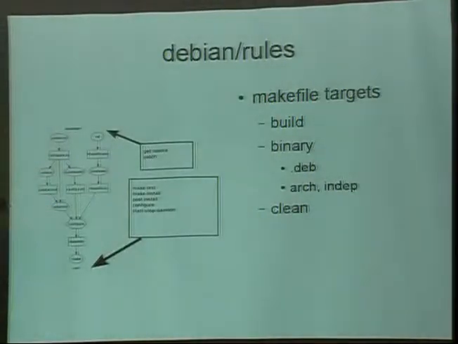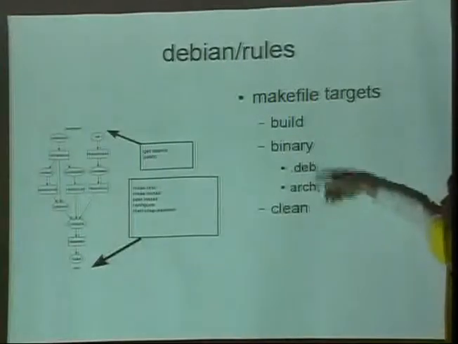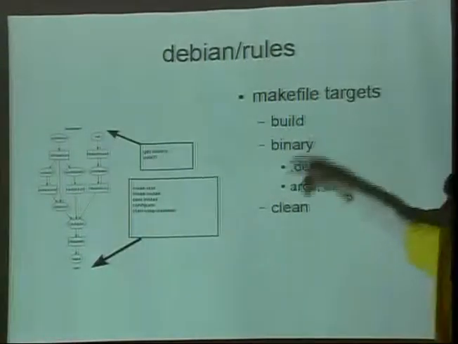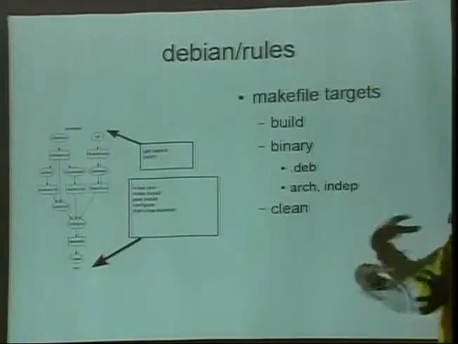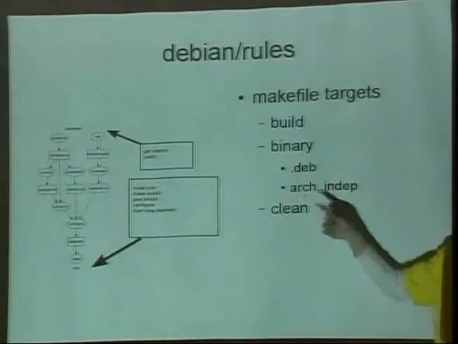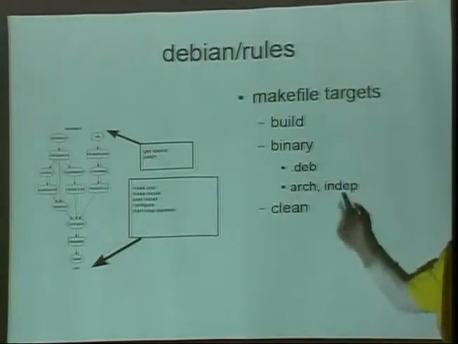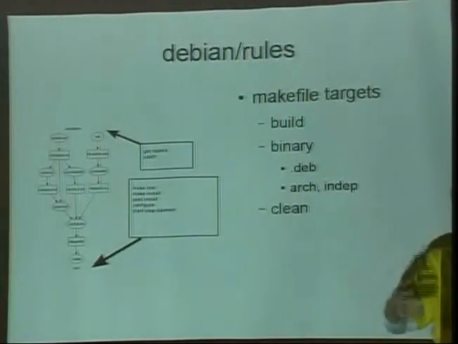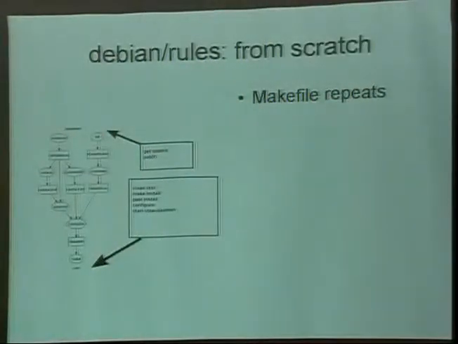It's just a makefile. I think in the manual they say you just need to make sure you have these three targets: build, binary, and clean. Build does all that junk, and then binary is the one that actually creates the deb for you. If you're architecture specific, you get i386 or PPC. If you're independent, you get an _all.deb for Python sources and stuff like that. So yeah, that's how you make debian/rules from scratch.